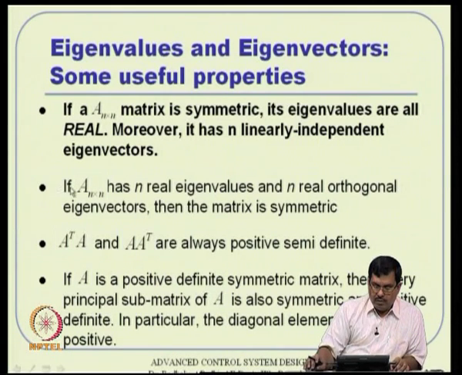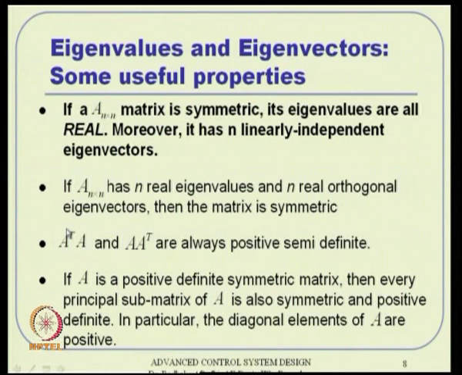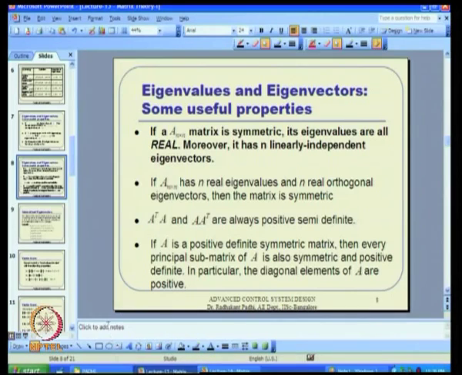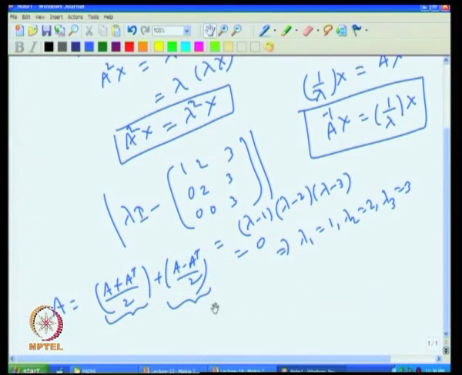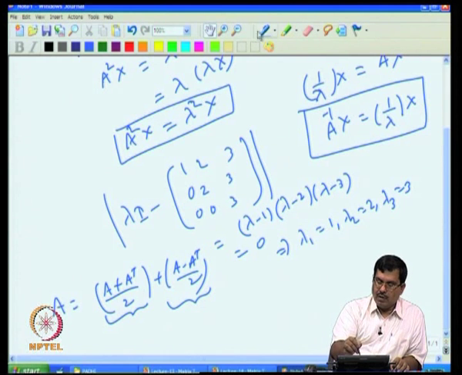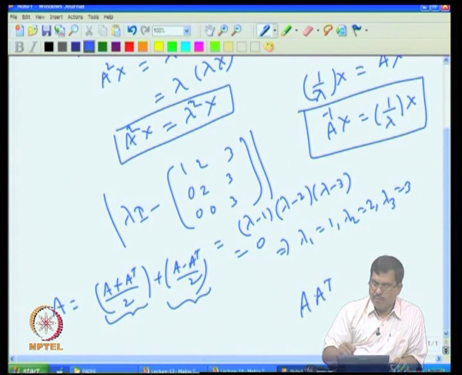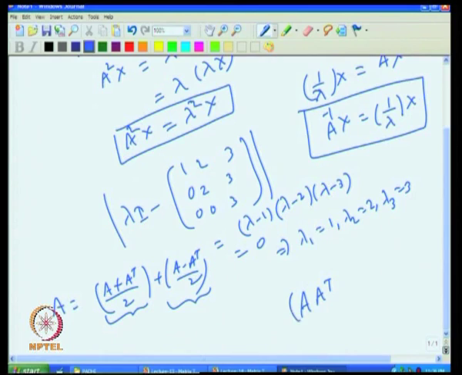Now, the next property, which is very handy many times: if you have a matrix like A transpose A, this is guaranteed to be positive semi definite always, and it is not that difficult to show either. So, how do we show that? Take A transpose A, either way, and multiply it with x transpose and x, that is what you really want.